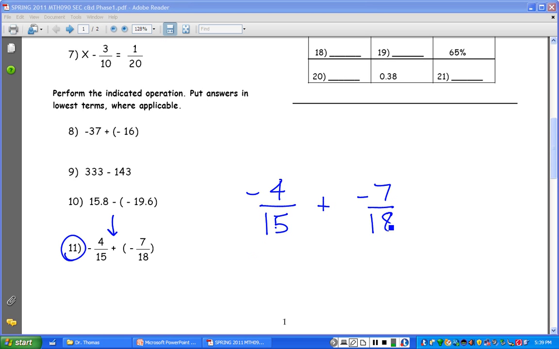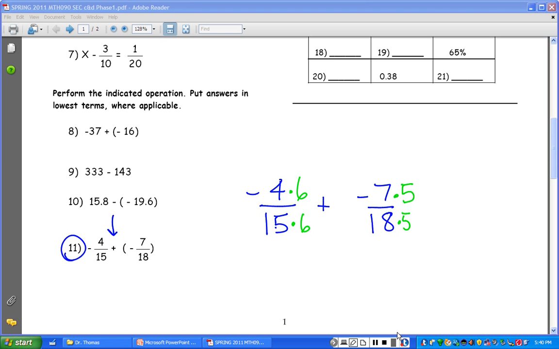Right now you can pause this video and try to figure out what the LCD of 15 and 18 is. Alright. The answer is 90. 15 and 18 can both go in 90. So let's multiply 15 times what would make it 90, which is 6, and 18 times 5.